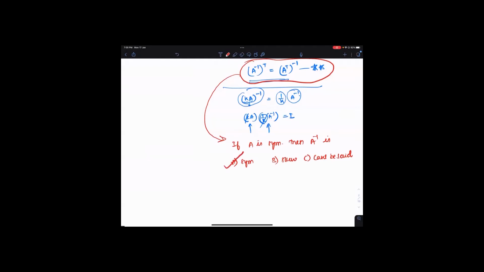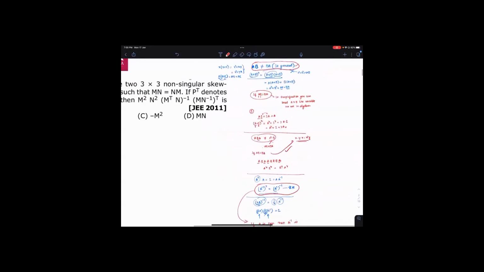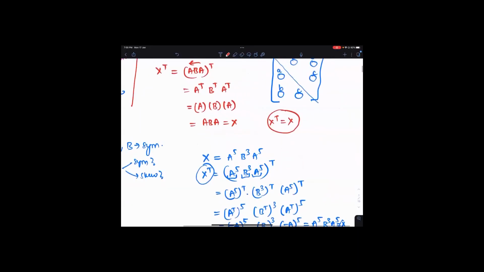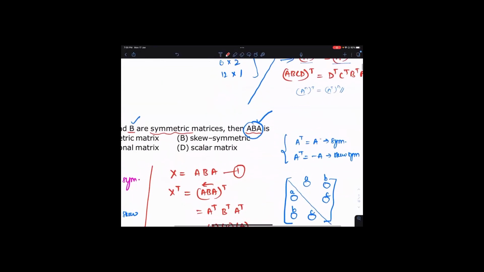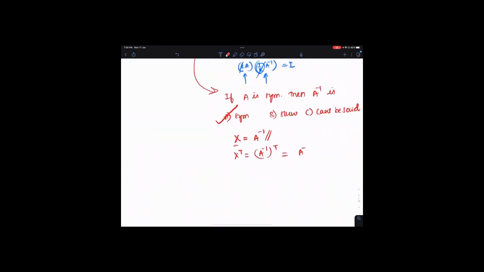The reason is very simple. Now, take X as A inverse. Now, X transpose is A inverse whole transpose, because we want to see whether A inverse is symmetric or not. That's why I'm taking it as X, just like we have taken it in the previous question. Okay. In those questions, X equals ABA, like that. Now A inverse whole transpose is A transpose whole inverse. So what is A transpose? A. So A inverse is what? X. X transpose and X both are the same. So X is symmetric. What is X? A inverse. A inverse is symmetric. Okay. So if A is a symmetric matrix, then A inverse is also a symmetric matrix.